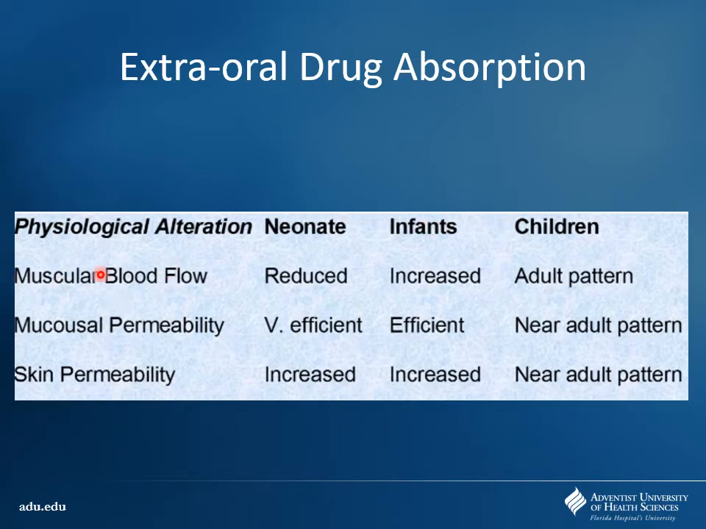So for instance, muscular blood flow is typically pretty reduced in the neonate. We'll talk about why that is in a second here. But it's pretty increased in infants, and then by the time they're children, they should have normal muscular blood flow. What do you think that's going to affect? What type of drug absorption, or what route? Probably intramuscular, right? So again, we'll look at why that is in a second here.